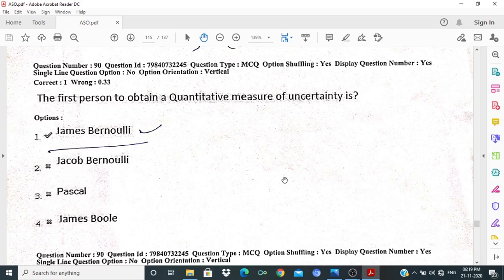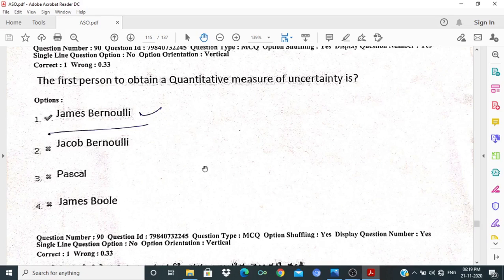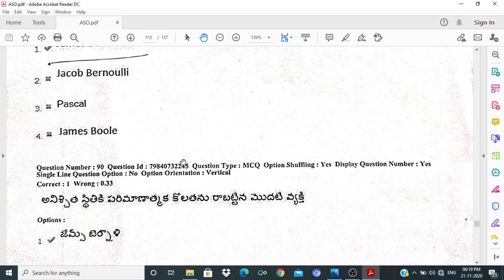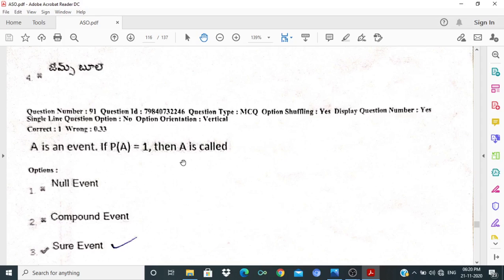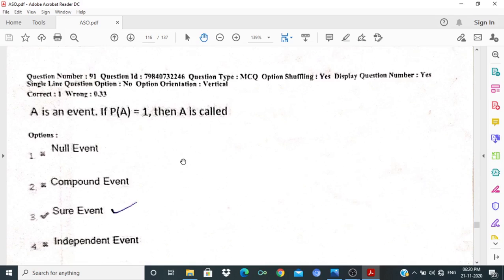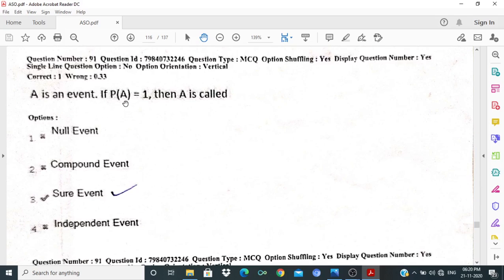The first person to obtain a qualitative measure of uncertainty is James Bernoulli. From him the uncertainty concept was introduced and developed by others: Pascal, Bernoulli, Laplace, Kolmogorov, von Mises. If A is an event and probability of A is 1, then A is called a sure event.